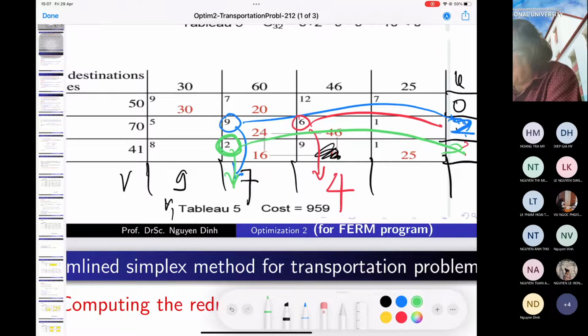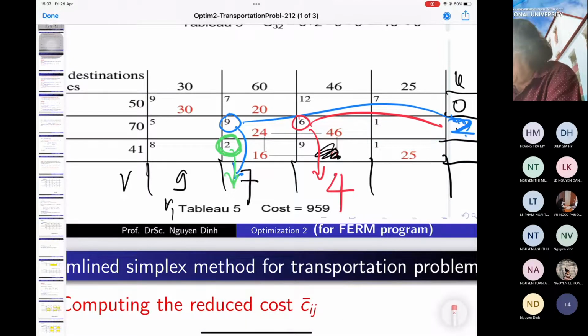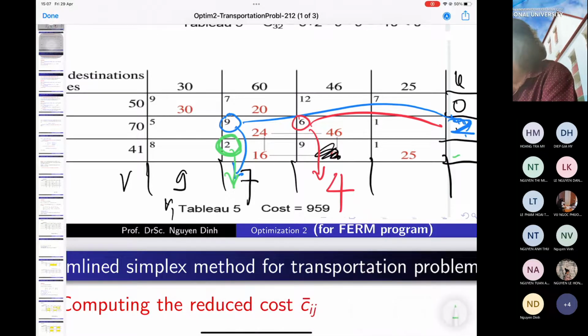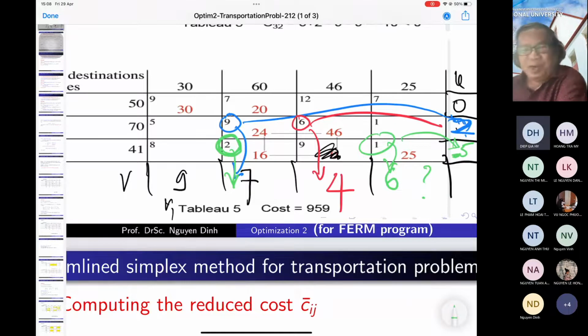Hello? -5. Okay. This should be -5. And now you can find out V4. What is V4? This should be 6. 6. 1 is equal to 6 minus 5. Is that okay? So this way you can have Ui and Vj.